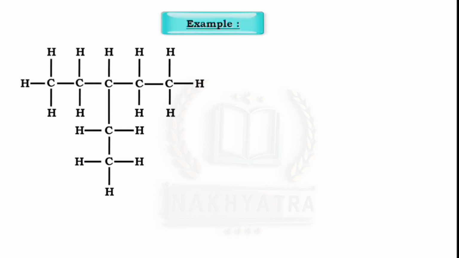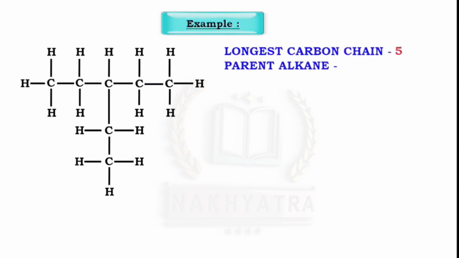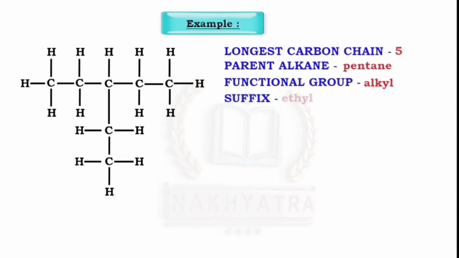See this fifth example. Here the longest carbon chain, this way also, has 5 carbon atoms. If we see it this way, it also has 5 carbon atoms, and in this way also it has 5 carbon atoms. So the longest carbon chain has 5 carbon atoms, and the parent alkane is pentane. The functional group present here is the alkyl group, and the suffix is ethyl. So write a compound name now.